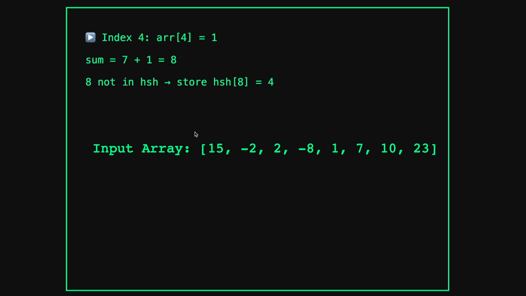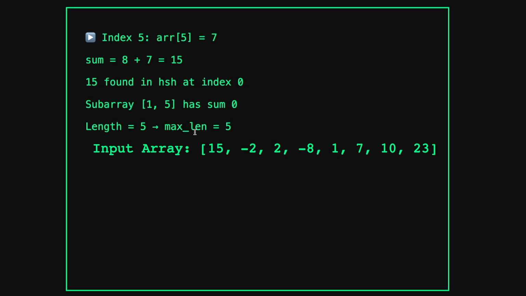Now we move to the next index, 4. We get 1, so the sum becomes 8 now. Again, it is not in the hash map, so we will store 8 in the hash map with the index equal to 4. Now we move to index equal to 5, we get 7, sum becomes 15. 15 is again present in the hash map at index 0. So now again we can conclude that the subarray from 1 till 5 has sum equal to 0. And now if you see, the length of this particular subarray is 5, which is greater than the current value of my maximum length, so I will reassign 5 to my maximum length variable. So my maximum length will now become 5.